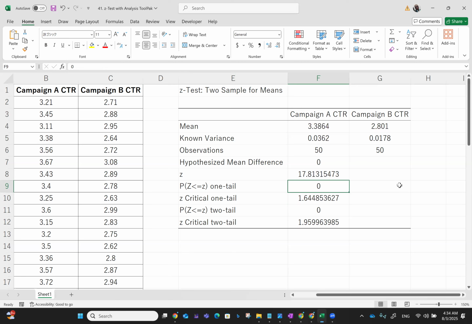So in this case, the absolute value of the Z statistic is 17. The critical value is 1.6. And obviously, the Z statistic is greater than the critical value. Definitely. So as a result of that, we reject the null hypothesis that there is no significant difference. So that means that there is a significant difference between the means of the campaign A click-through rate and campaign B click-through rate.